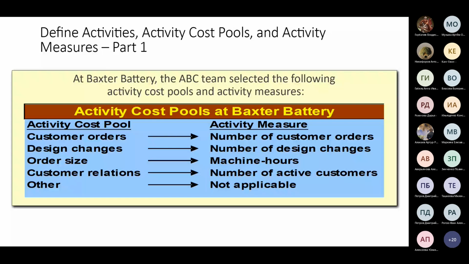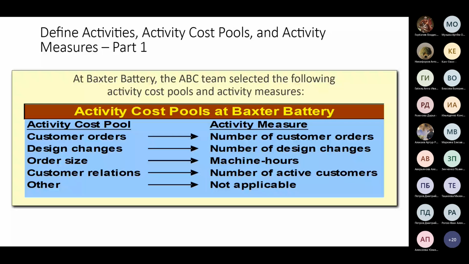For example, the first activity used the number of customer orders to assign costs between different products. Of course, design changes used the number of design changes. The order size activity cost pool uses machine hours as the activity measure. Customer relations uses the number of active customers, and other is the rest of the amount, and the activity measure is not applicable, and we will see what to do with these expenses a bit later.